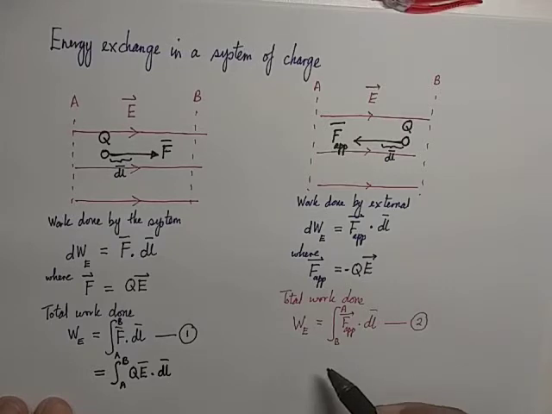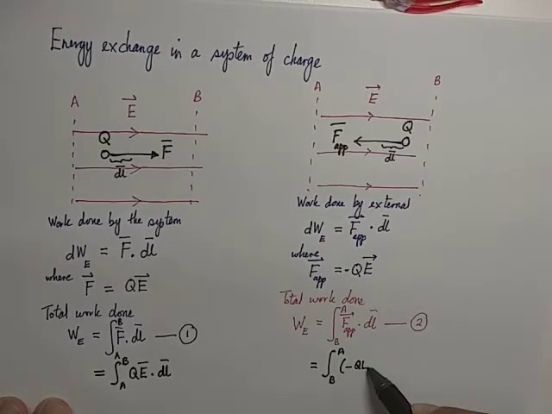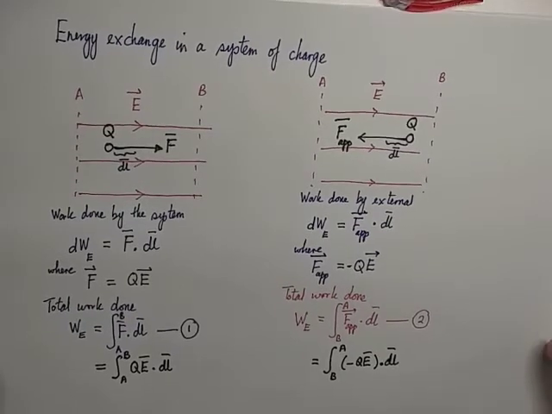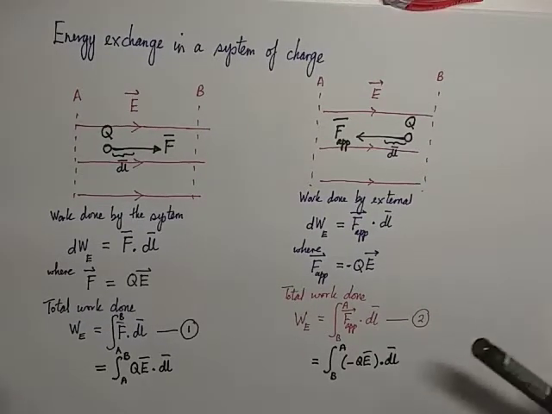For the second equation, we're going to see integration from where? B to A, and then it should be minus QE dot with dl. So what are the differences between these two equations? I think you agree they are exactly the same.